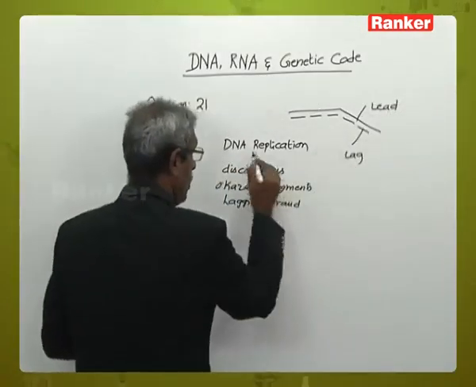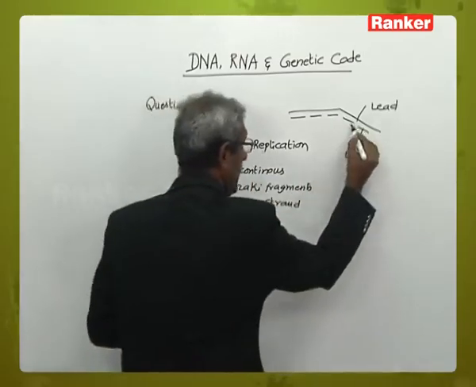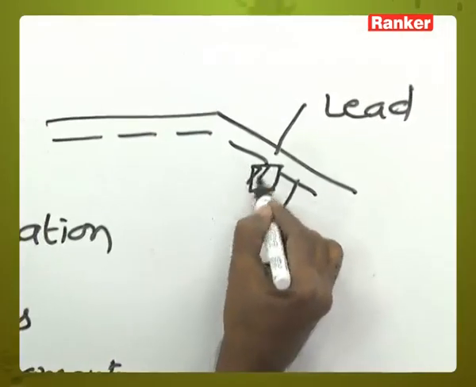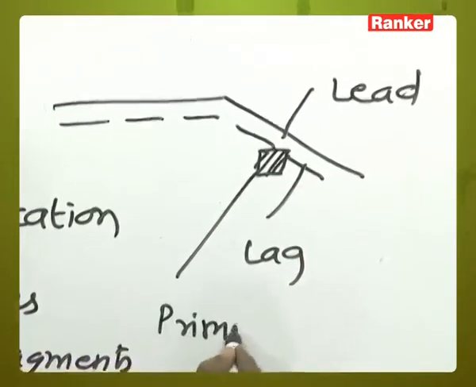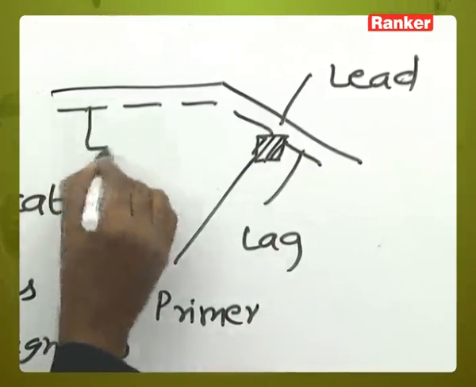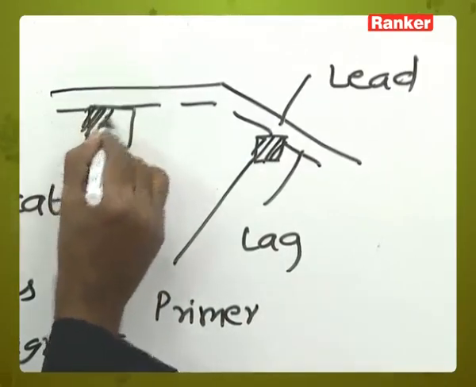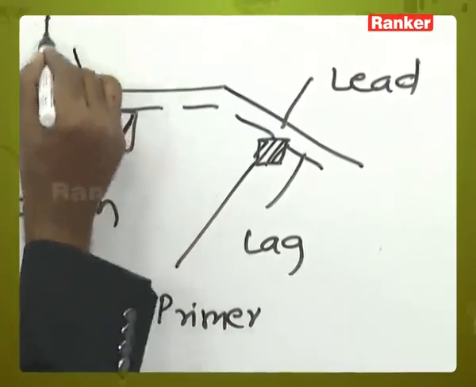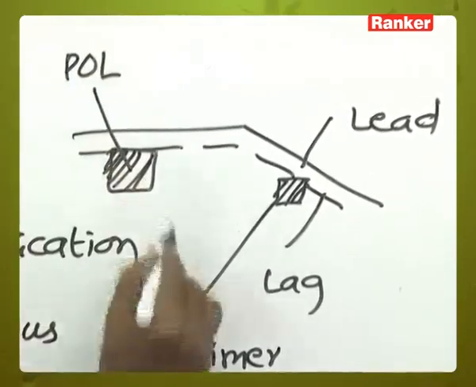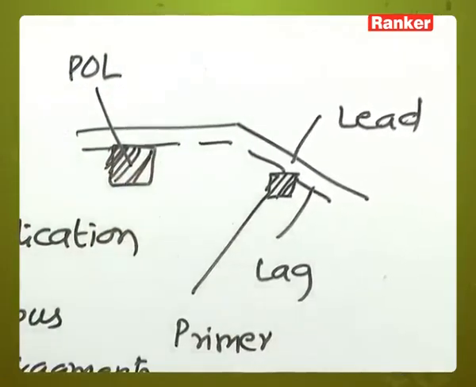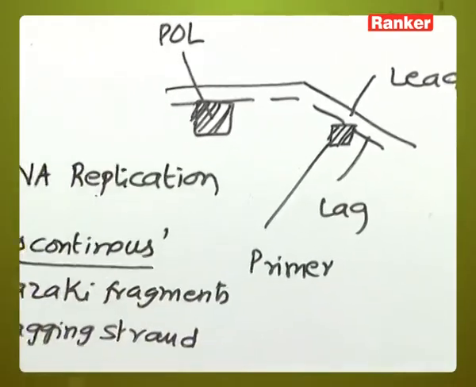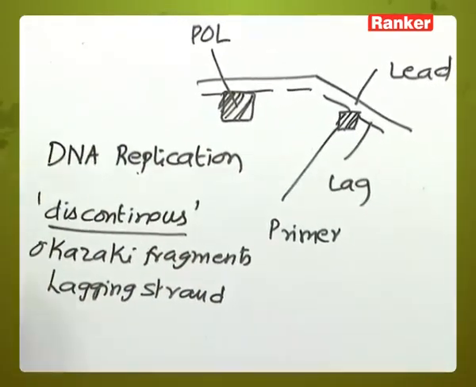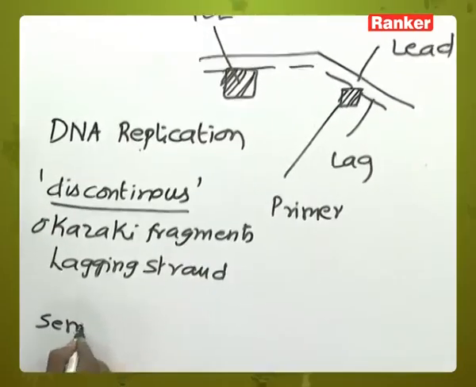So when you talk about DNA replication, we require an RNA primer, and later on you require a polymerase, which will come and stitch all these pieces together. So hence initially it is discontinuous. Initially we understand it is discontinuous, and second point is it is semi-conservative.